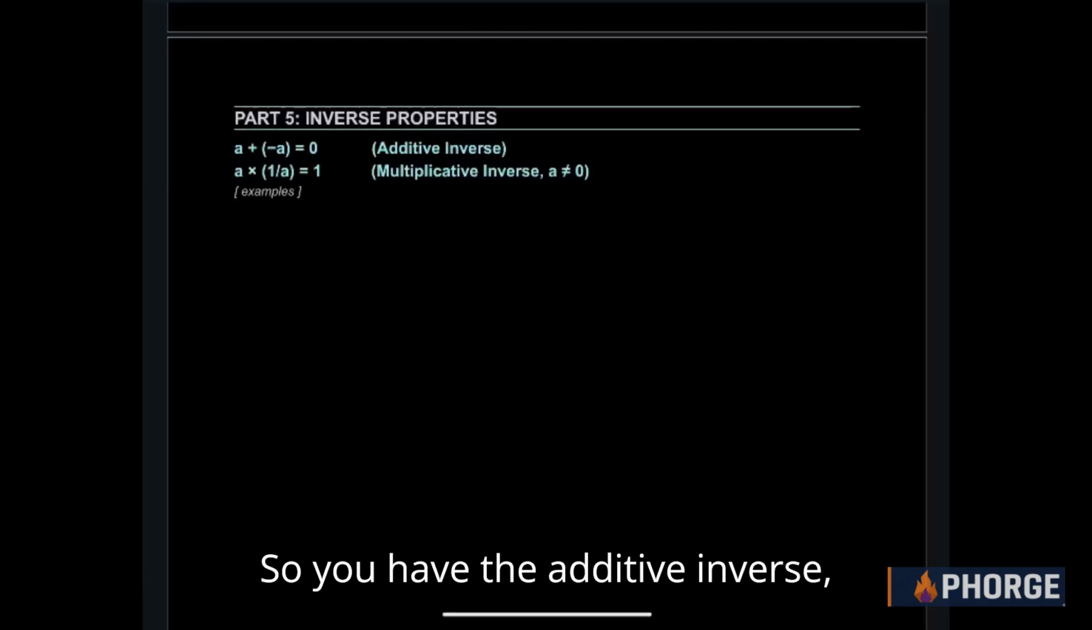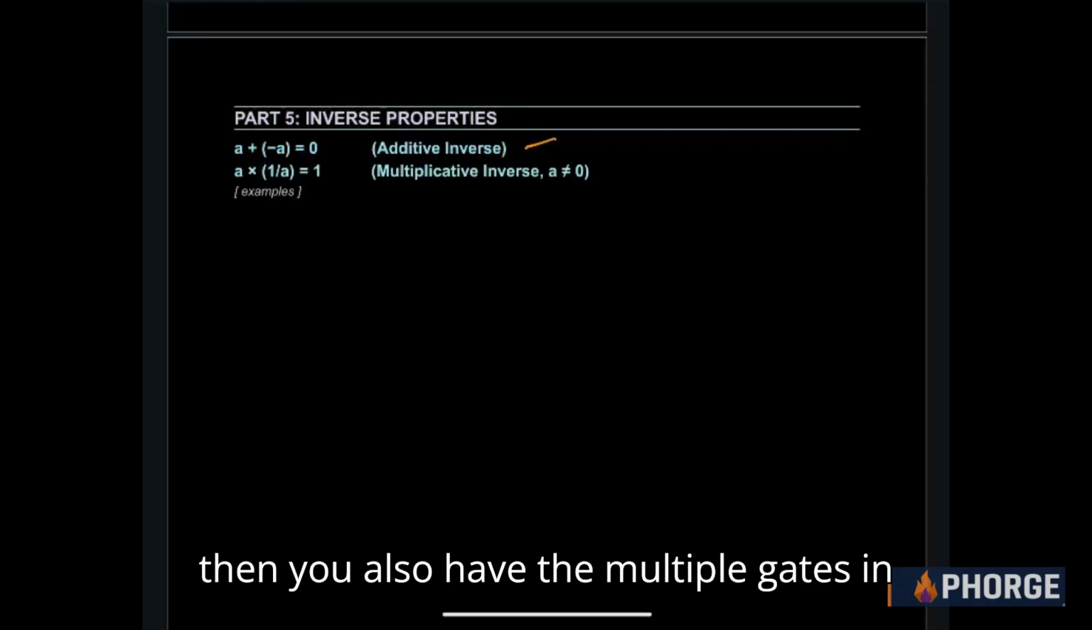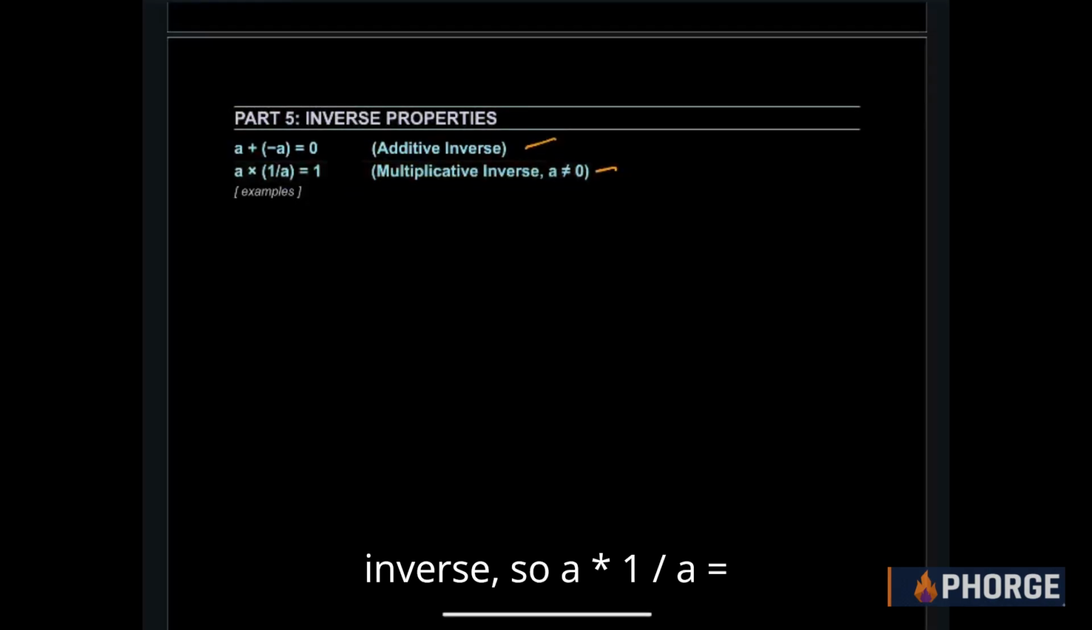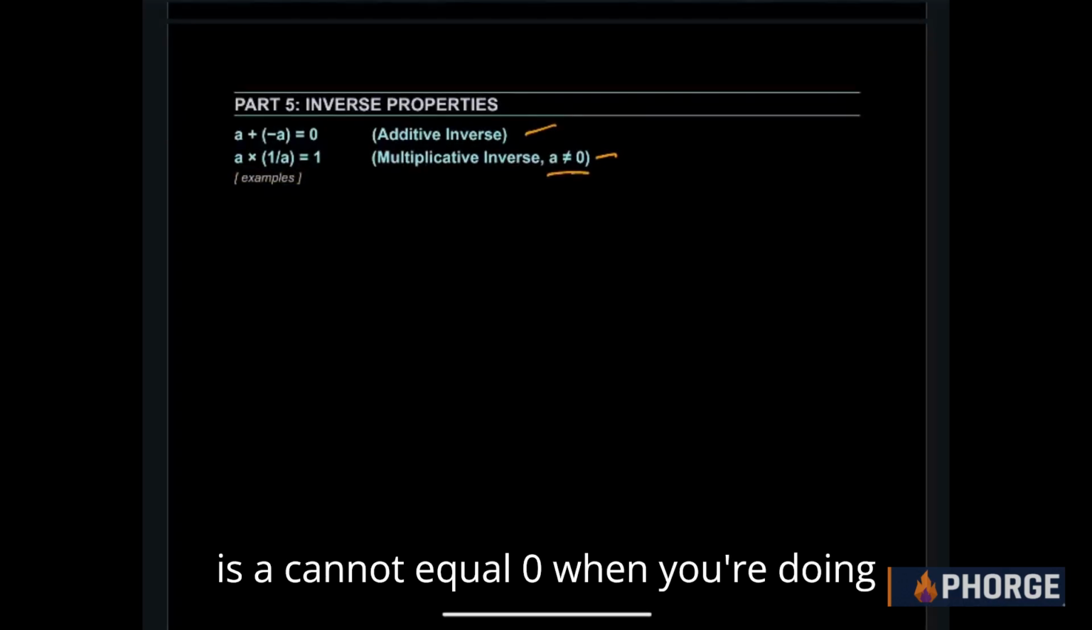So you have the additive inverse, so a plus negative a is equal to 0. And then you also have the multiplicative inverse. So a times 1 over a equals 1. And a key thing to remember here is a cannot equal 0 when you're doing this.